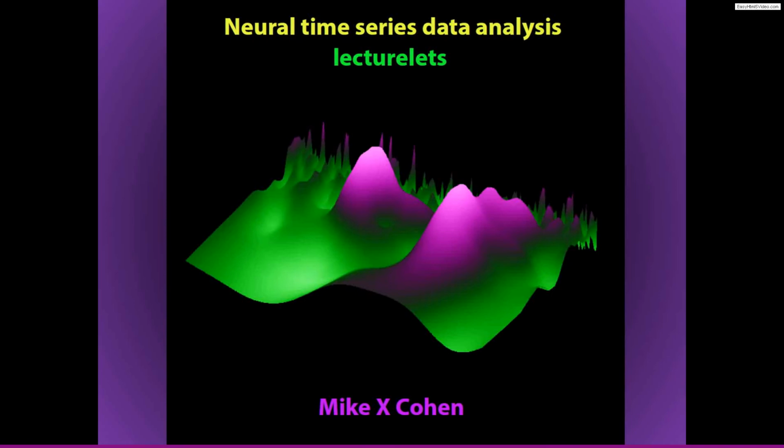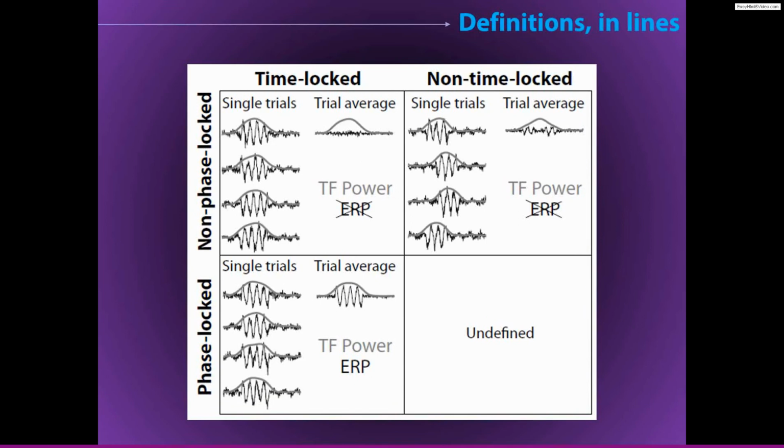In this lecture, I'm going to discuss the terms phase-locked and non-phase-locked and time-locked and non-time-locked. So here's a little table. Let's start here. What I have in these black lines is simulated EEG data from 4 different trials and the average of those 4 trials. The gray line represents the envelope, so the time frequency power from whatever frequency I simulated this in.